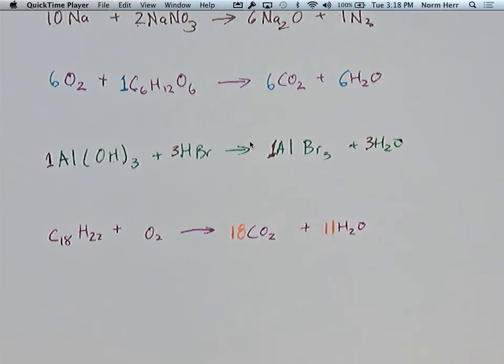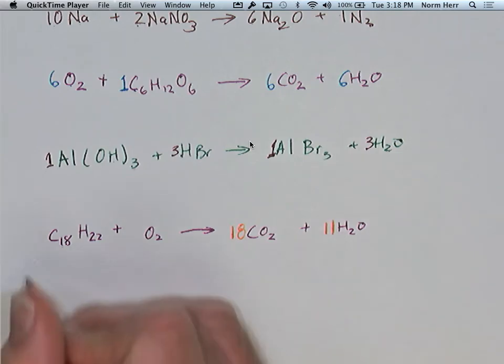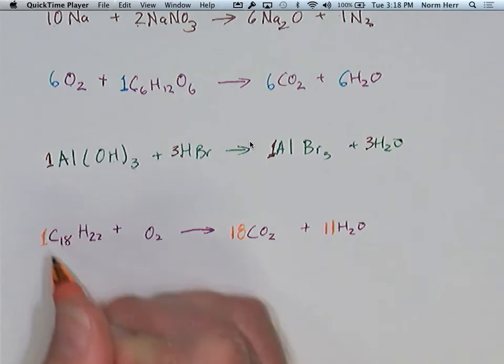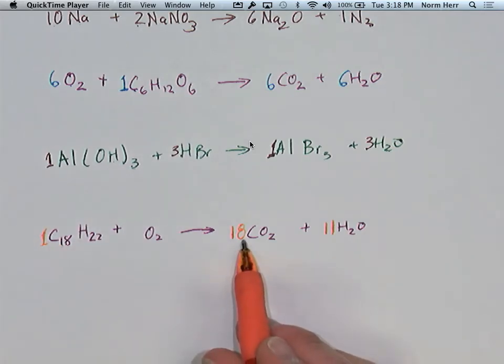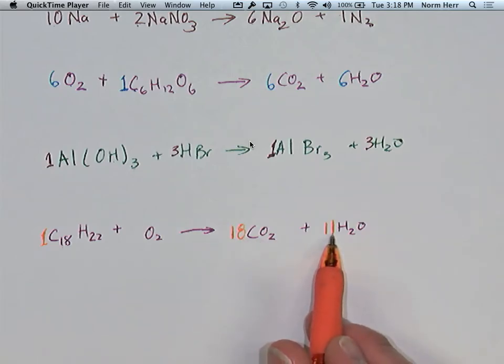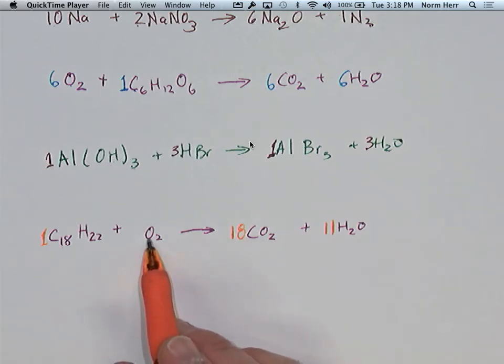And now we want to balance oxygen last. The reason we want to balance oxygen last here is not just because it's oxygen, but because it's found in multiple products. It's found in both the carbon dioxide and the water vapor. So its ratio is not fixed initially, but once the other ratios are established, we can fix that. So again, this is 1 hydrocarbon chain here, and we have 18 carbon dioxides and 11 waters. The only thing which remains to be balanced is the oxygen.